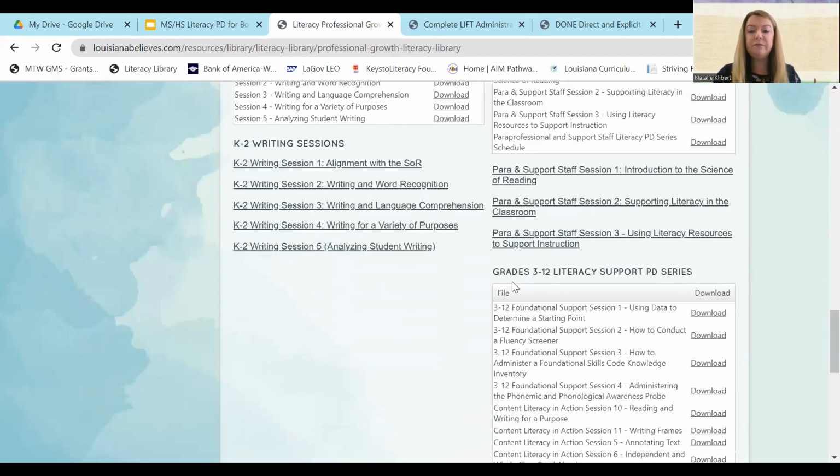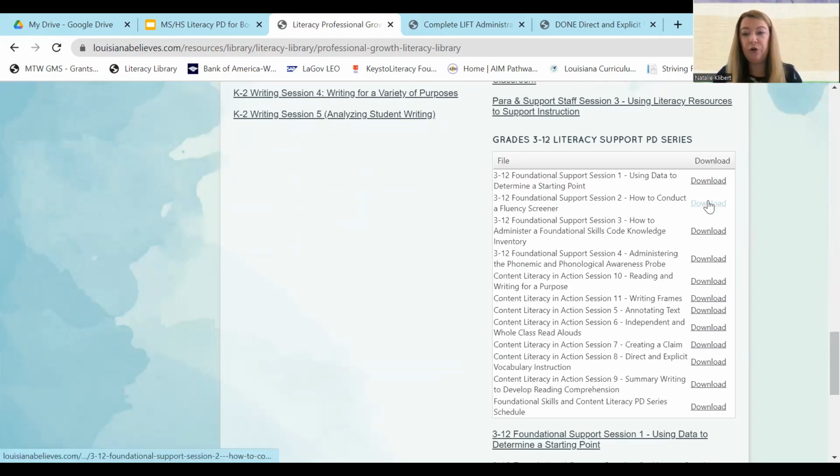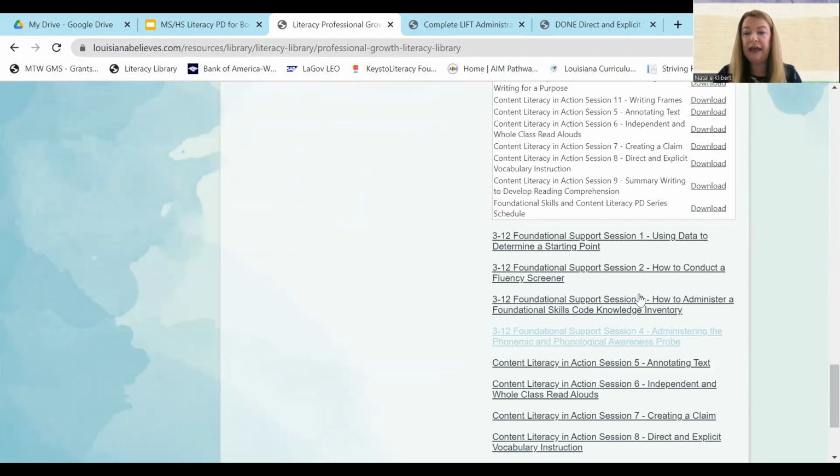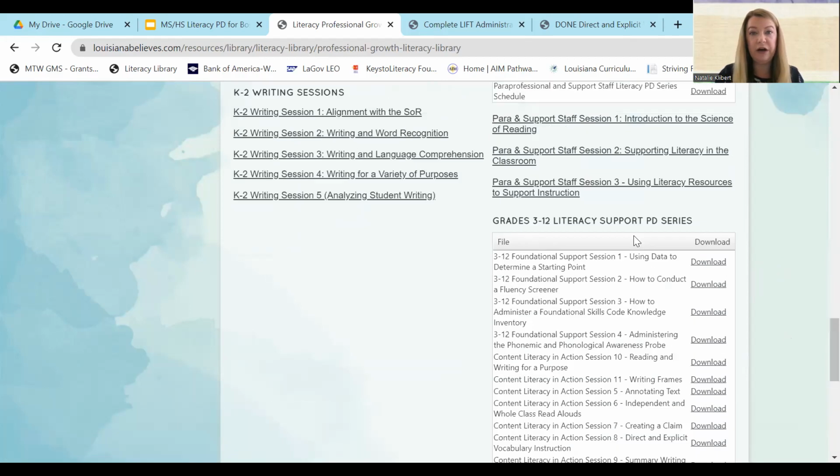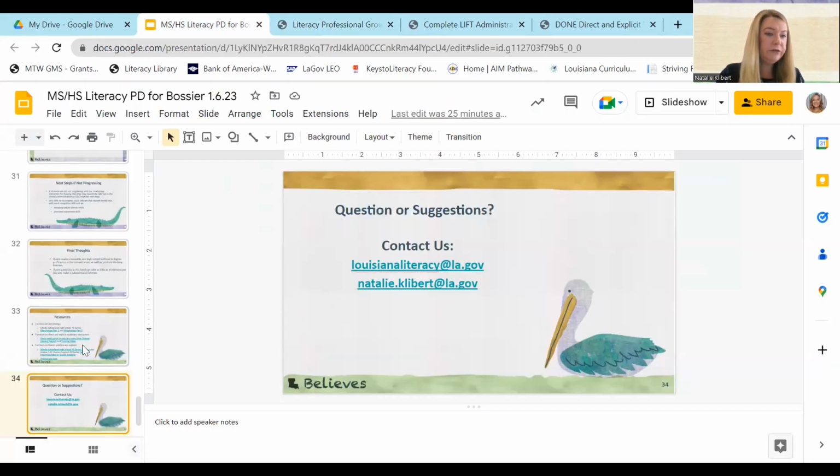And then this block down here at the bottom, this grade 3 through 12 literacy support, is where I show, here's the slide decks again, and below is the recordings. But these first four show how to administer all the pieces of LIFT, which is that fluency screener and some other pieces. And the ones below that show the content literacy series and how to do all of those different ones. So those are there for you if you need any more support in any of those.